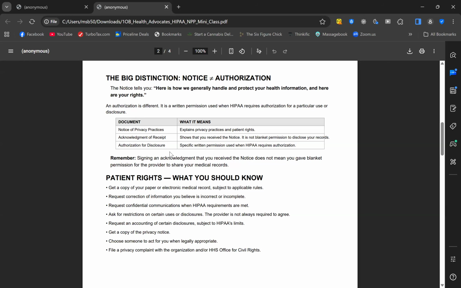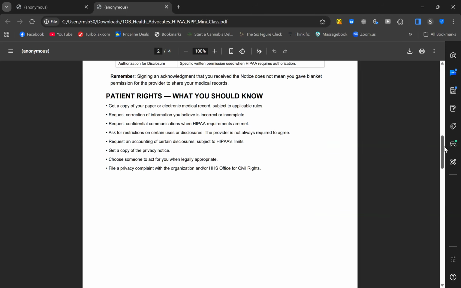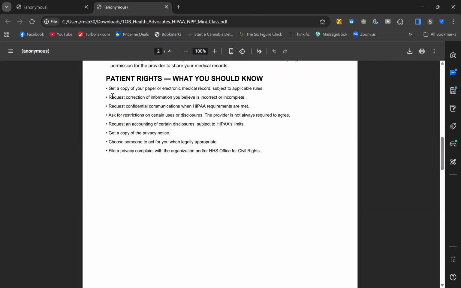Authorization for disclosure is specific written permission used when HIPAA requires authorization. Remember, signing an acknowledgement that you received a notice does not mean you gave blanket permission for the provider to share your medical records. All right? Rights that you should know about. Get a copy of your paper or electronic medical records subject to applicable rules.